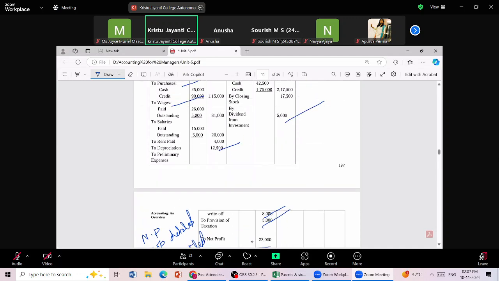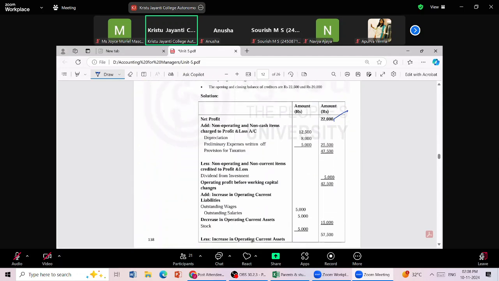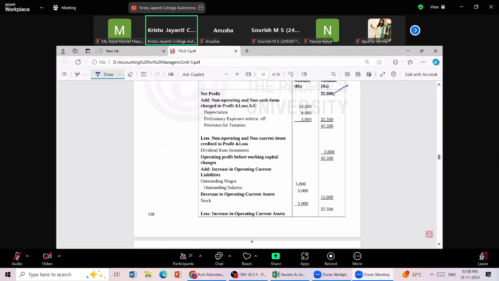Yes, then there is outstanding wages. There is also outstanding salary. So this is also a non-operating item. 5,000 rupees, another 5,000 rupees, it should be deducted. Then you can see here, non-operating item, outstanding wages 5,000, it has been deducted. Then because there is an increase in the liability, the format is all non-operating items added, then any increase and decrease in current assets and liabilities you need to record. So here we are adding outstanding wages and we are adding outstanding salary.